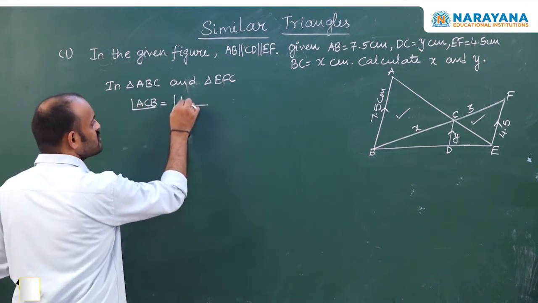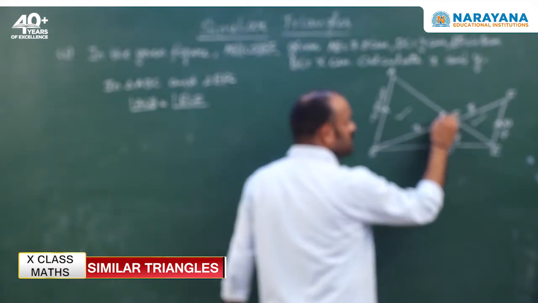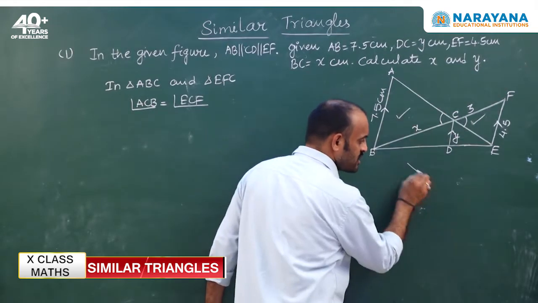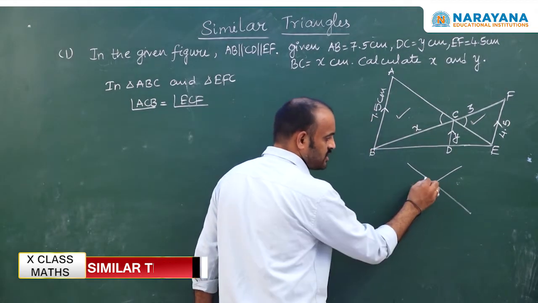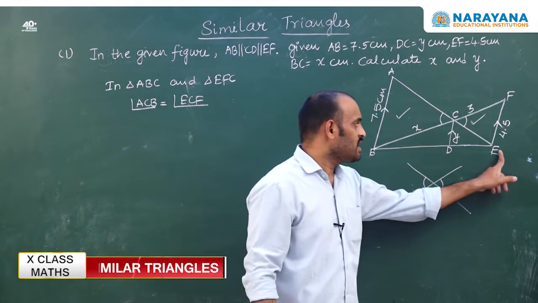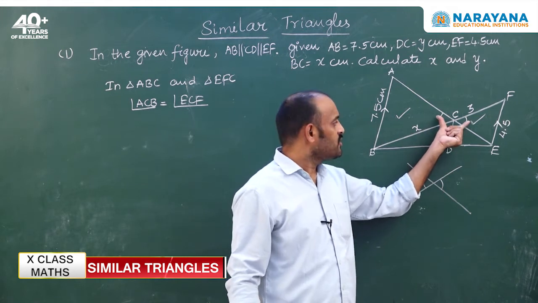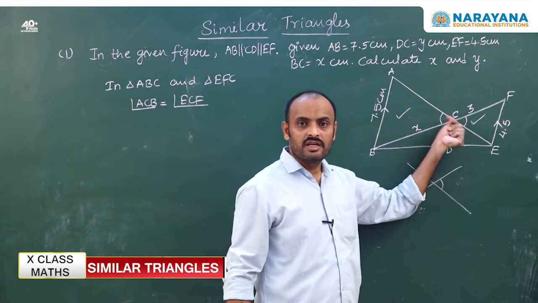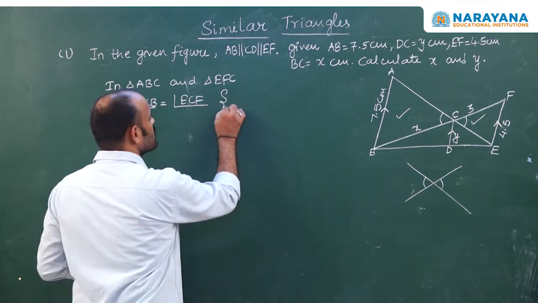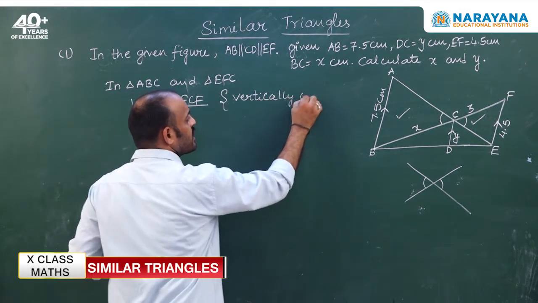angle ACB is equal to angle ECF. The angle here and the angle here are equal. The reason: if two lines intersect, vertically opposite angles are equal. See, AE is one line, BF is another line, they are intersecting at C, therefore these two opposite angles are equal. Vertically opposite angles.